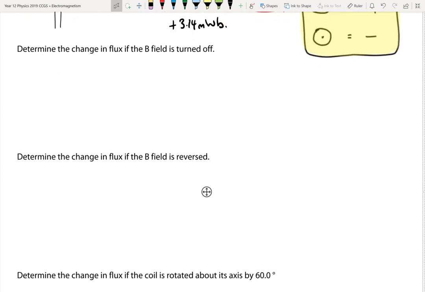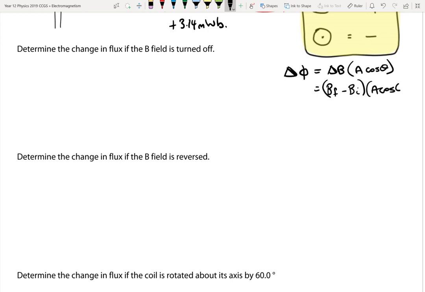Okay? Now, before we start, just off to the side, I want to show you that there's a few different ways to get a change in flux. Basically, you could change the magnetic field. So that would be delta B times A cos theta, which is what we're doing in this first example, in which case we could write B final minus B initial. That's one way to change the magnetic flux. We could increase the field strength, we could decrease the field strength, we could turn it on, we could turn it off.